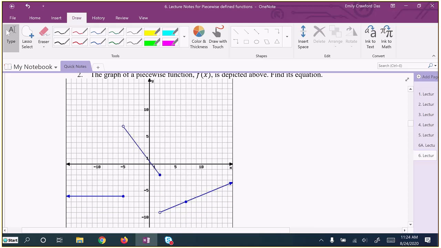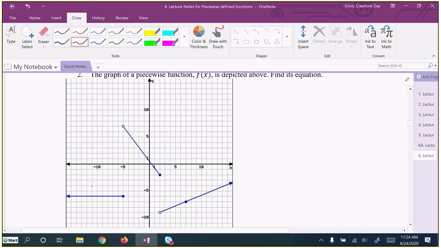Okay, the next example gives us the graph of a piecewise function and asks us to find its equation. So this is where I'm going to need to use finding the equation of a line, which we haven't talked about yet. So just follow me through this example and you'll get kind of a sneak peek of stuff you'll be doing in a couple of weeks.